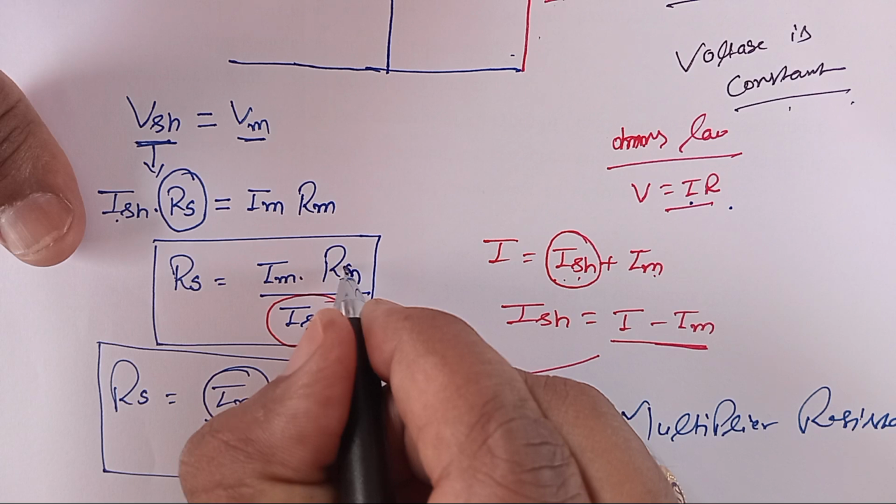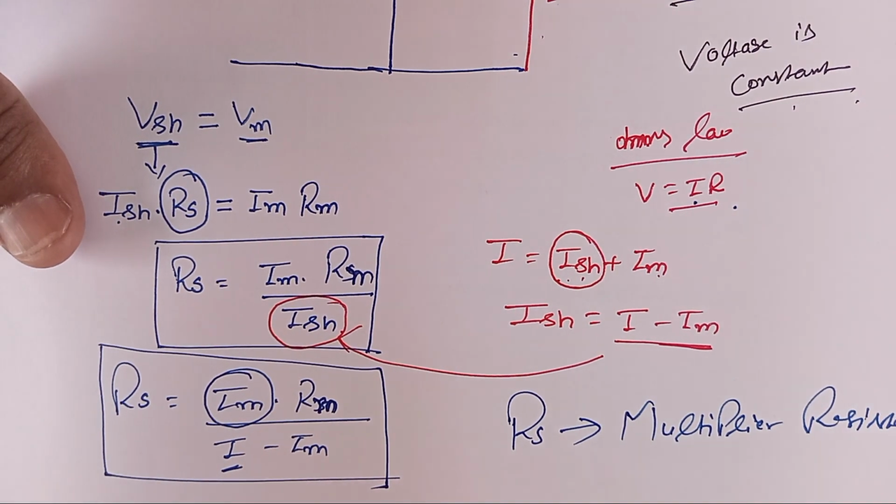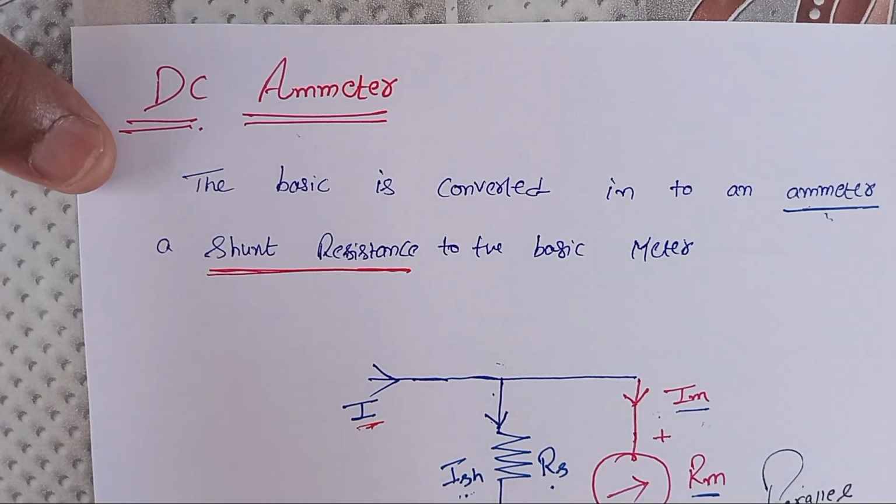Sorry, here it is Rm. This is the point regarding the DC ammeter.